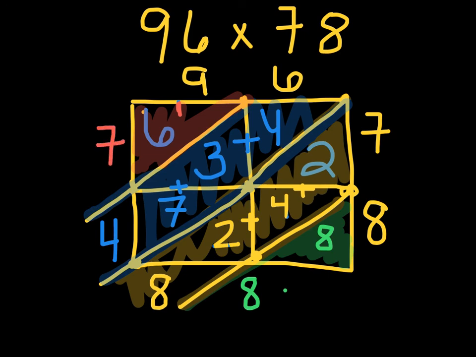So I have all sorts of different colors on here now, but we're going to read our answer from the upper left to the lower right. So we're going to start here and read our number down and around. So our answer to 96 times 78 is 7,488.